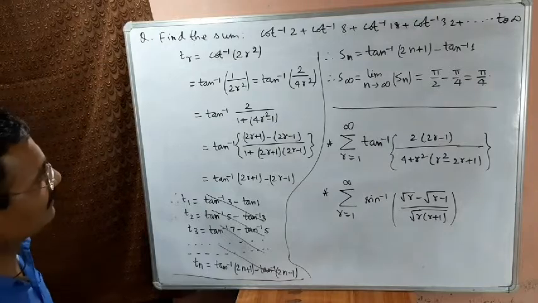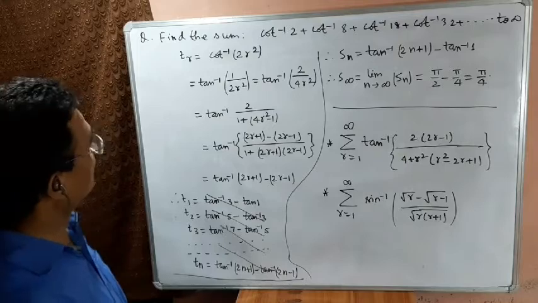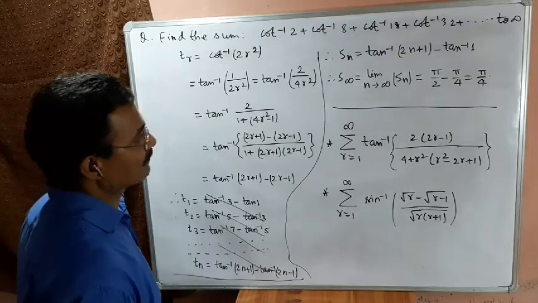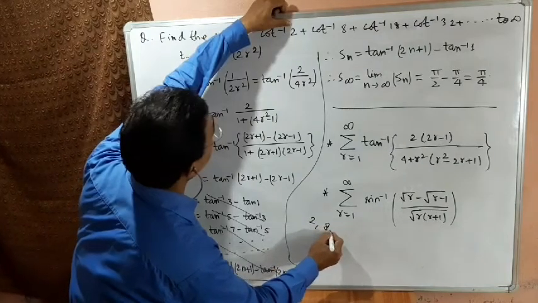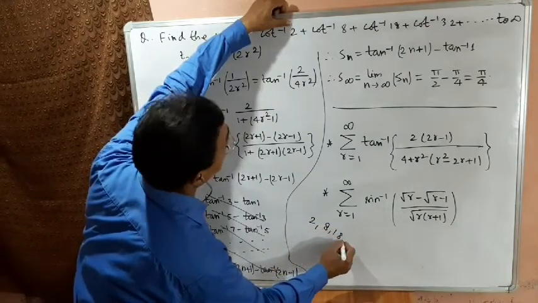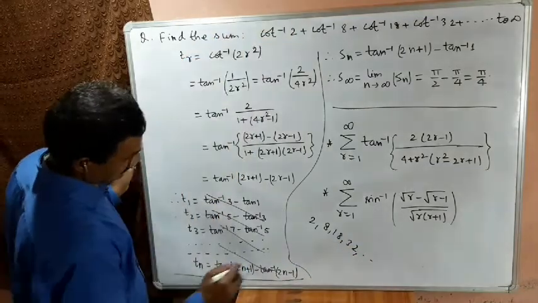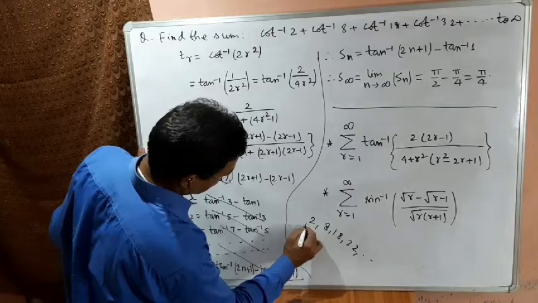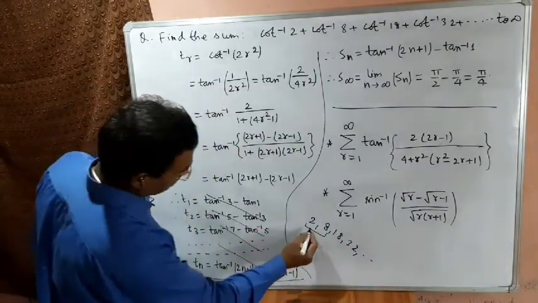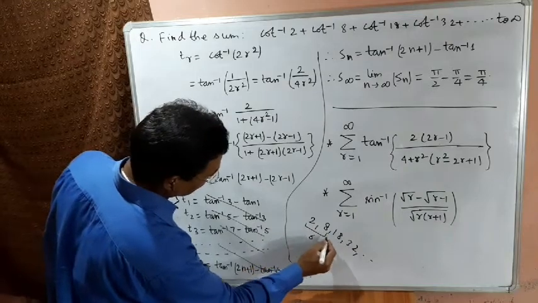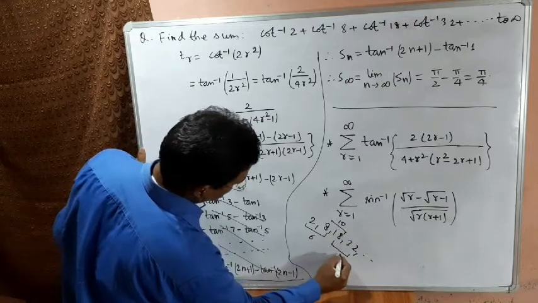Although it may be possible that our mind does not hit this pattern, so then there may be one other way also. We may see these 2, 8, 18, 32. This sequence is like the difference of two consecutive terms: here 6, here 10, here 14.